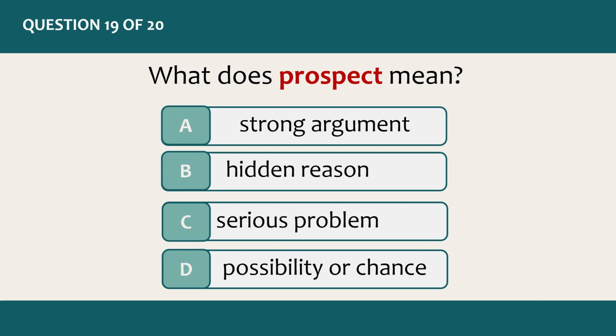Question 19. What does prospect mean? The correct option is D. Possibility or chance.